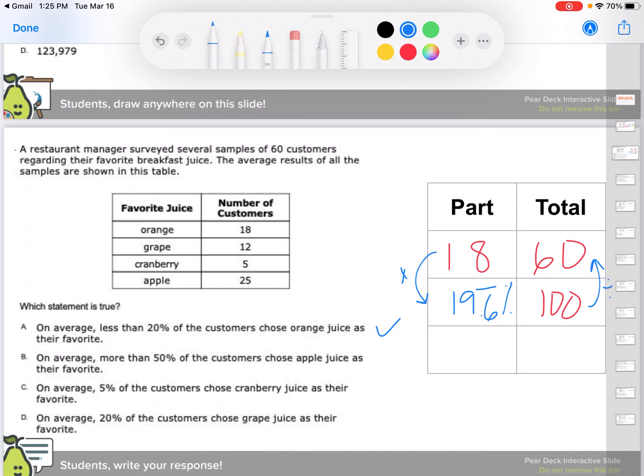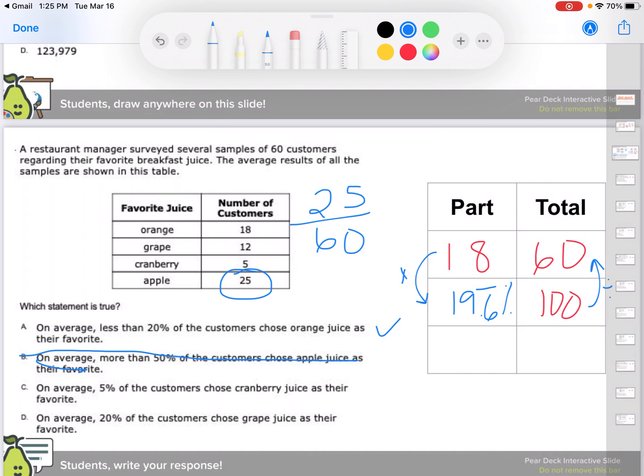So it says on average, more than 50% of the customers chose apple juice. Well, 25 out of 60. Well, 50% would be 30 customers. So this is kind of an exaggeration. So I'm going to cross out B.